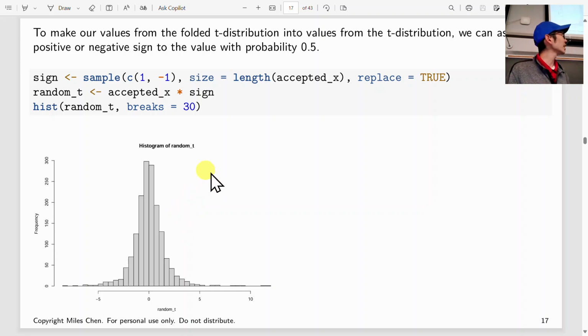To go from a folded t-distribution back to the full t-distribution, we could just flip a coin. If it is negative, then it becomes negative. So half of my values will become negative and half will remain positive. I'm just going to sample 1 or negative 1, and then my random t value will be my 1,600 accepted values multiplied by a random positive or negative sign. And this approximates the t-distribution. But again, it's rather inefficient. I've had to generate 100,000 random values to get just a sample of 1,600.